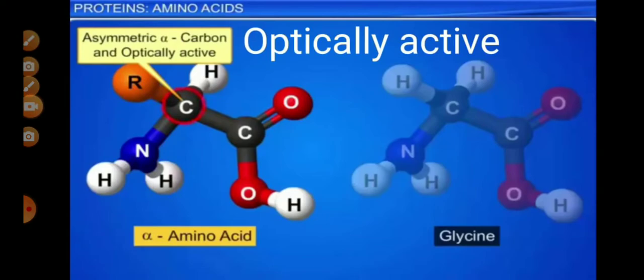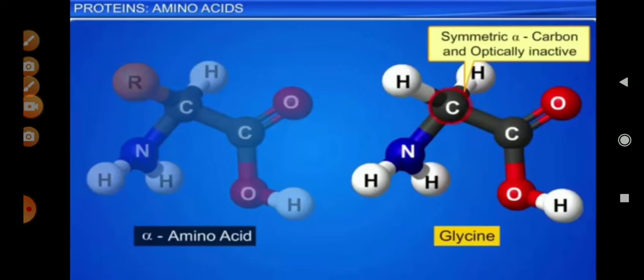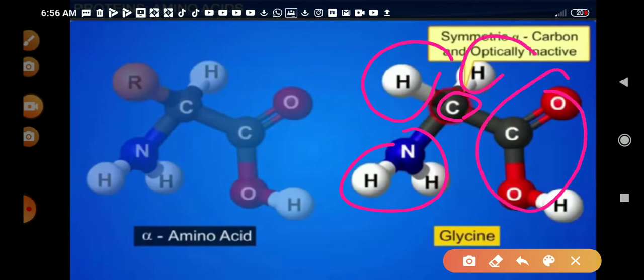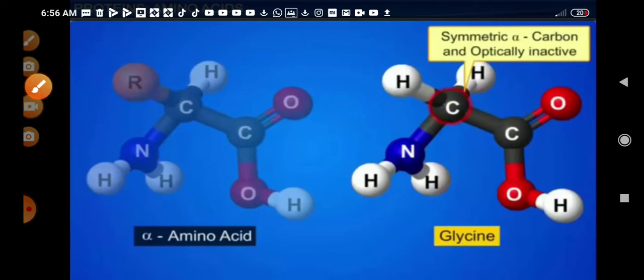Except one molecule, that is glycine. In glycine, there is a symmetric carbon. That means this is a symmetric carbon. Here there are 4 side groups. From these, one is an amino group, the other one is an acidic group, but two similar groups are there, that is H and H. So it is not asymmetric. This carbon is called symmetric, therefore it is optically inactive. So in the exam a one-word question will come, which amino acid is optically inactive? That is glycine.